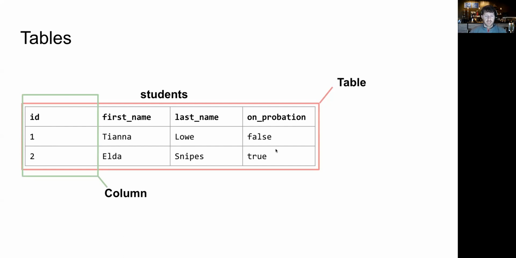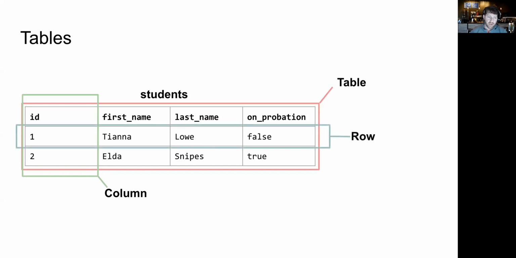So each table has columns. In addition, each table also has rows. These rows are unique pieces of data that are input into the database, so they should be unique. There shouldn't be duplicates in this, like there shouldn't be two Tiana Lo false entries with an ID of 1 inside the students table.